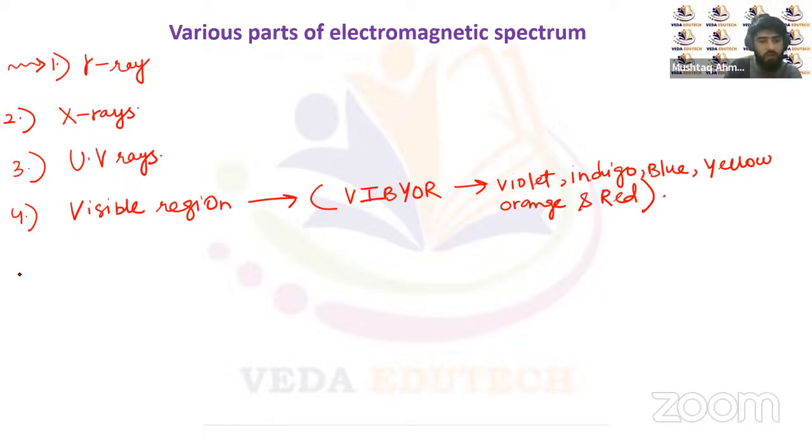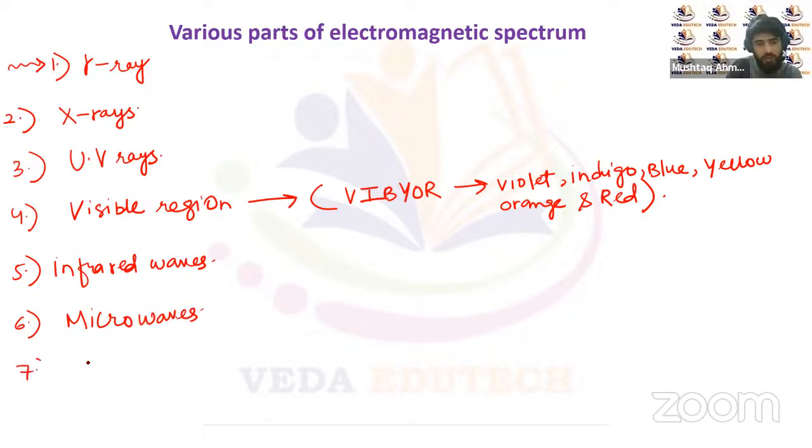Then we also have what we call infrared rays, right? Infrared waves. And after infrared waves, we have microwaves also, right? Microwaves. And then we finally have radio waves, right? Radio waves are actually used for propagation or for communication purposes, right?